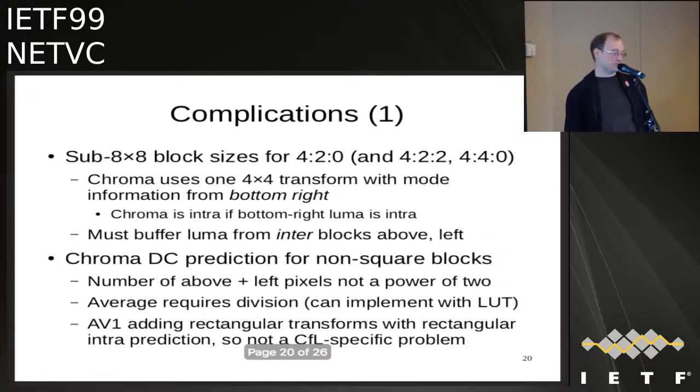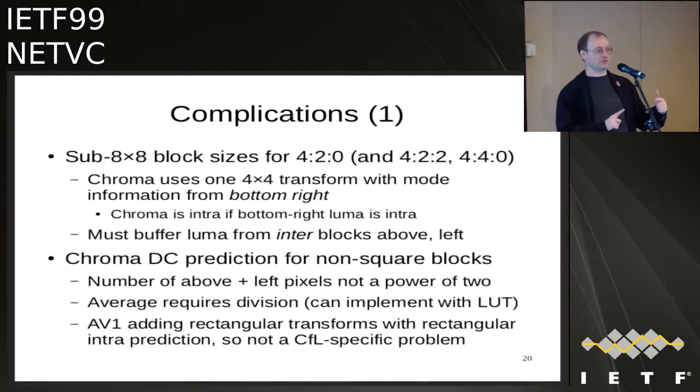And of course, there are complications. The first one is for sub 8-byte block sizes for 420 and also other chroma subsampling formats. For 420, if your Luma blocks are smaller than 8x8, we don't want transforms smaller than 8x8. So in our subsampled chroma, we use one 4x4 transform, which covers the same spatial extent as multiple Luma blocks. So how do you decide what mode information to use?